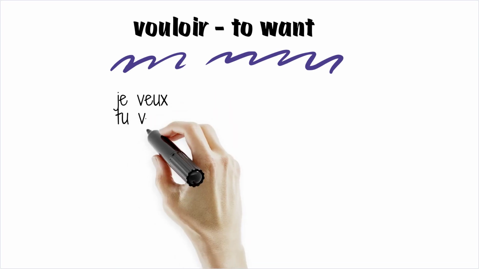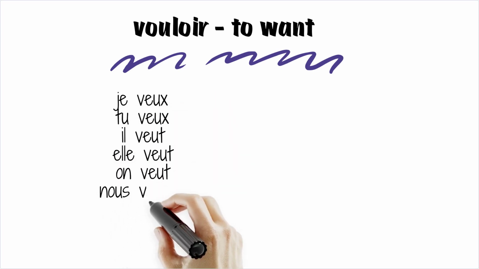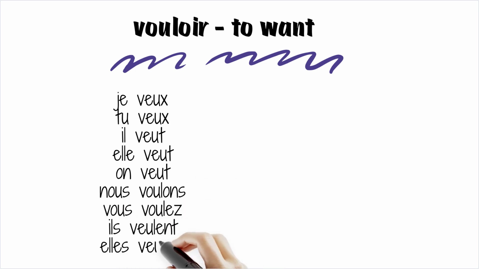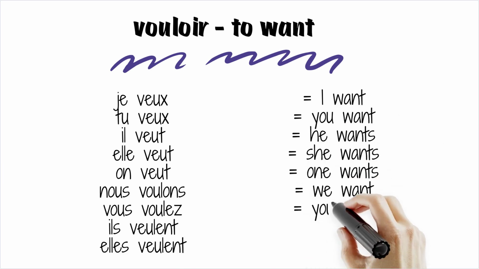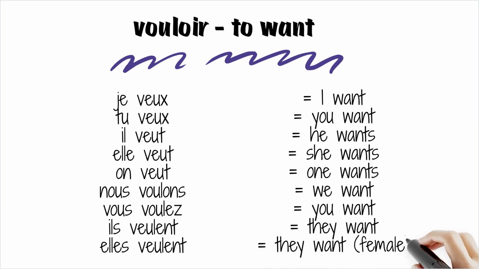Let's take our first modal verb, vouloir, to want. So we conjugate this: je veux, tu veux, il veut, elle veut, on veut, nous voulons, vous voulez, ils veulent, elles veulent. I want, you want, he wants, she wants, one wants, we want, you want, they want. And remembering we don't pronounce the ENT as usual on ils veulent, elles veulent.